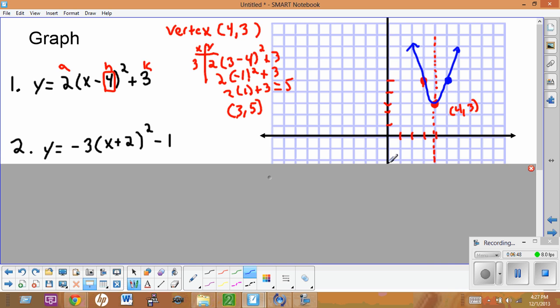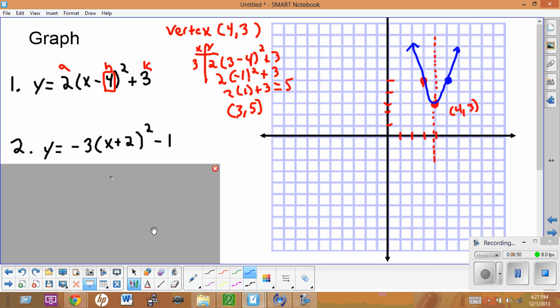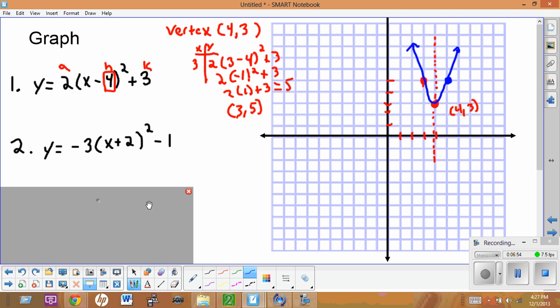Got too many open there. There we go. Okay, example number 2. Go ahead and write it down. We have y is equal to negative 3 times (x plus 2) squared minus 1.